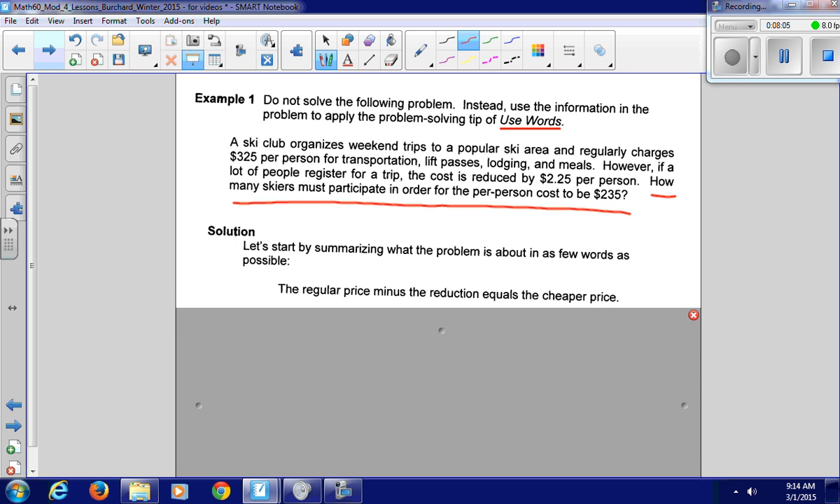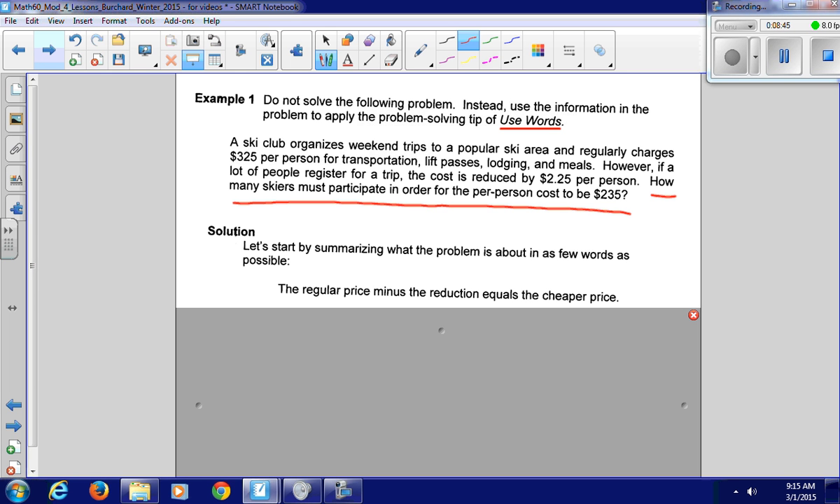So here's the mathematical relationship. The regular price minus the reduction equals the cheaper price. So let's go back and see where we got that. Go back to the problem. It says a ski club organizes weekend trips and regularly charges $325 per person for transportation, etc. So the regular charge is $325. However, if a lot of people register for the trip, cost is reduced by $2.25 per person. How many skiers must participate for the per person cost to be $235? So that's where we got this sentence.